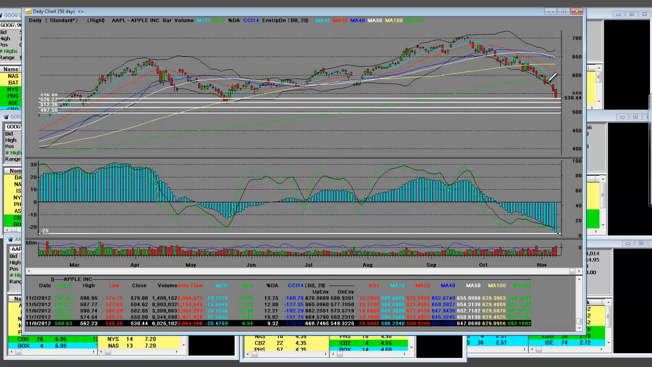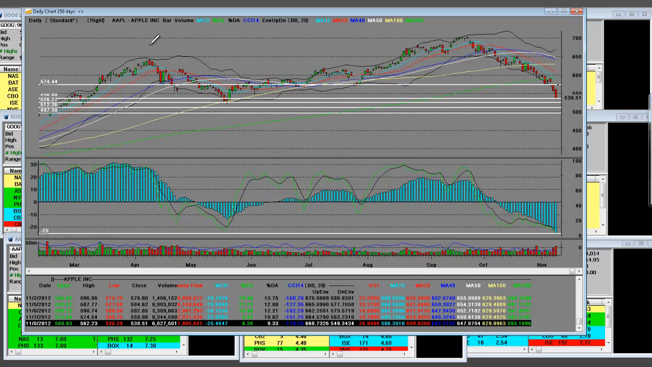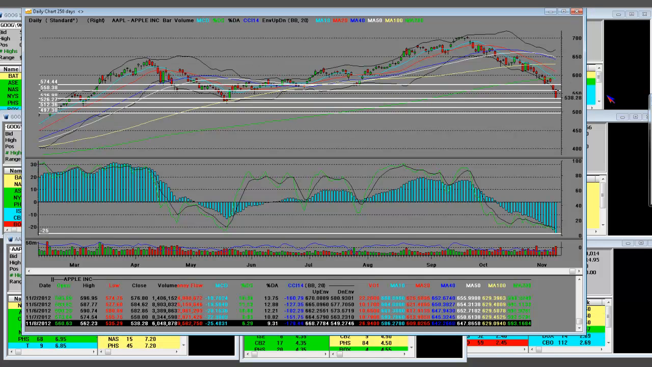So here's where we were yesterday. We were up here at 574. Today's big break right here of this major support level at 558. Look, Apple Computer has never been this deeply oversold for, like I said, many years. You have to go back to the financial crisis.